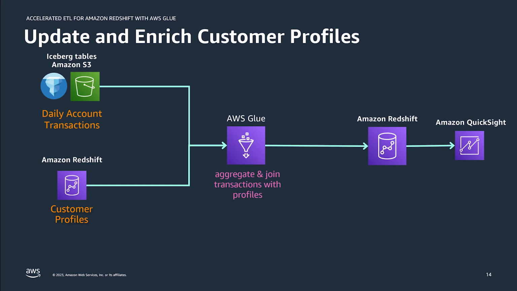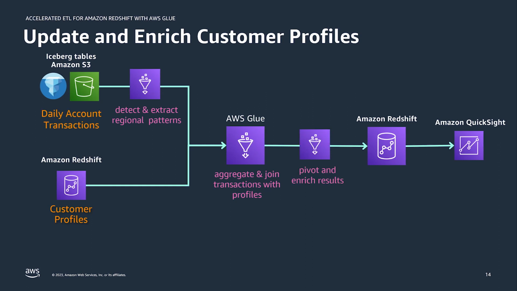So let's say we have a case where our business analysts or business users want to enrich this data a little bit more and pivot on some different attributes of the data. Thankfully, Glue has built-in pattern detection that can easily be applied to this incoming data, and in this case we can detect which region a particular bank account is from. Using this information, we can now enrich the data with regional totals instead of a single global sum, and then pivot based on that region.